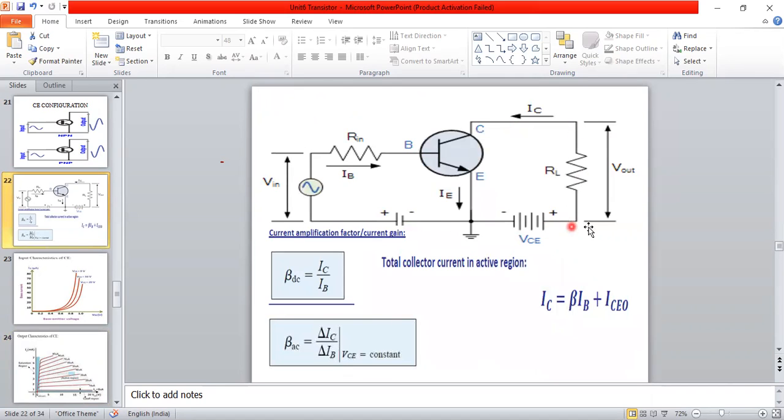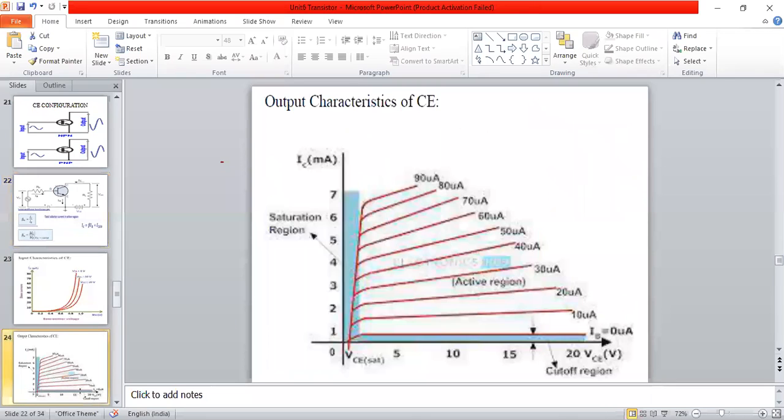The emitter base voltage is the output voltage. So VCE, actually VCE only. VCE versus IC is nothing but collector current versus collector emitter voltage. We have drawn the output characteristics here now.